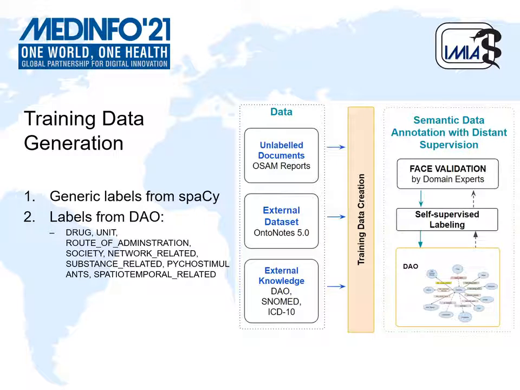To bootstrap our training process, we use two methods to label our dataset. First, we use an off-the-shelf named entity recognition tool, spaCy, to assign generic named entity labels to the epidemiology reports. Next, we use DAO to search for specific entity mentions in the text and tag them with the selected classes from the ontology. We ask a public health official to identify relevant classes to train our named entity recognition model to help identify meaningful entities for epidemiology reports. This process creates a training dataset that we can use to fine-tune our named entity recognition model.